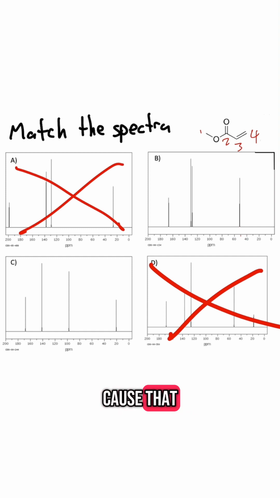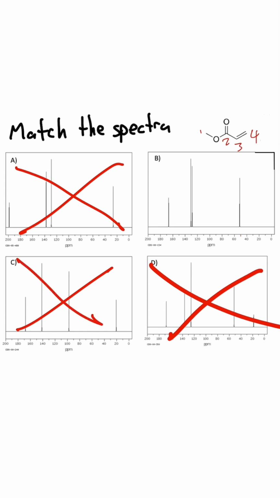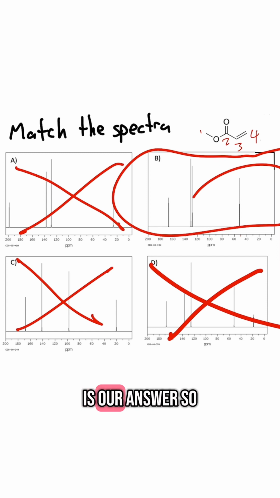This one's downshifted pretty heavily. What would cause that? If it was next to an oxygen, that would downshift it pretty hard, and that would put it right in the range of, say, 40 to 80. It's sitting at 50. So I'd be willing to bet money that that is our spectra right there. So I'm going to eliminate C, and then B is our answer.